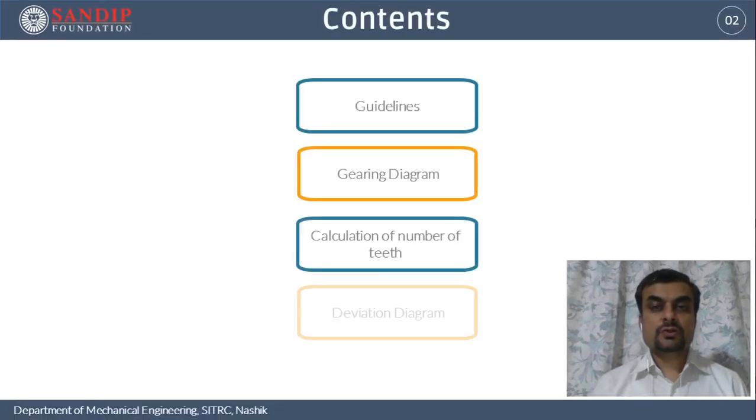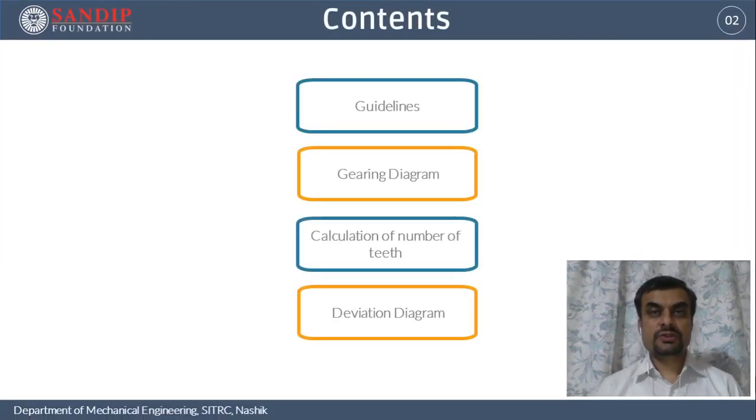In this lecture, first we will discuss the guidelines to determine number of teeth on the gears of a gearbox. We will learn how to draw a gearing diagram which will help us in calculating number of teeth on the gear, and finally we will see how to draw a deviation diagram which will help us to understand whether our design is correct or not.